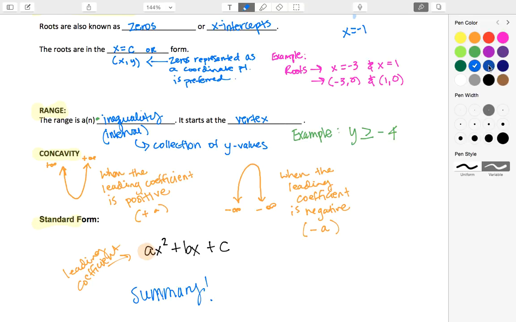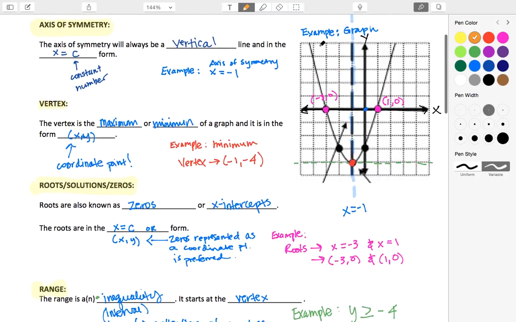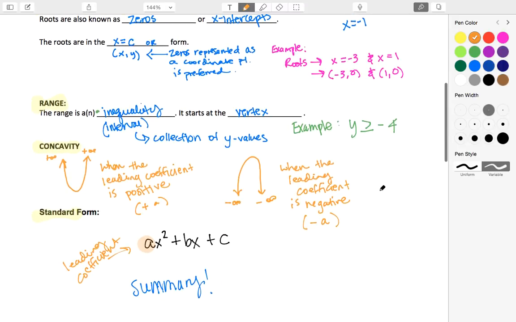And I guess I forgot to write the example for this one. But the example for this one, we can see this is concave up. So we can say in our example, it's concave up, and that means that the leading coefficient is positive. Okay, so that's for the example piece.